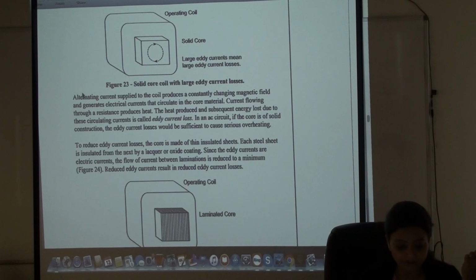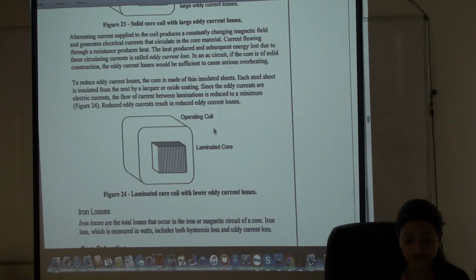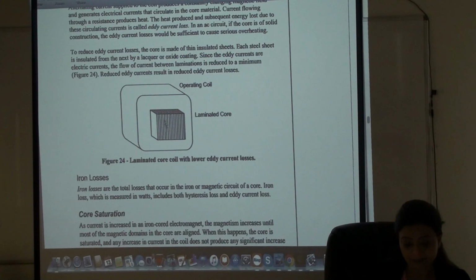I'm going to read the full paragraph, but you should highlight the whole thing as well. Alternating current supplied to the coil produces a constantly changing magnetic field, which generates electrical currents. Current flowing through a resistance produces heat. The heat produced and subsequent energy lost due to the circulating currents is called eddy current loss. If the core is of a solid construction, eddy current losses would be sufficient to cause serious overheating. How do you get rid of eddy currents? By using a laminated core. I'm sure in transformers you must have seen that the core is laminated. That will help you reduce eddy currents to a minimum value.